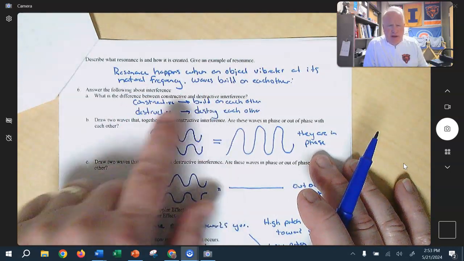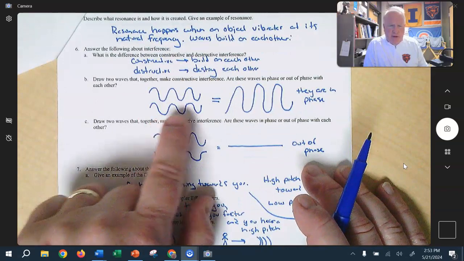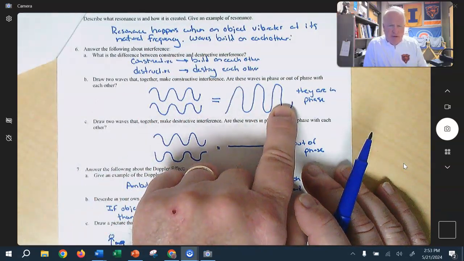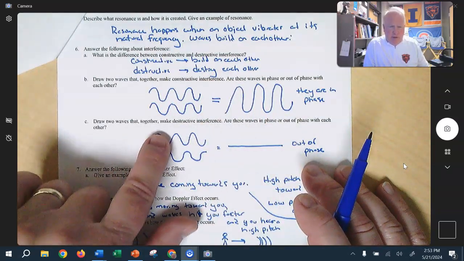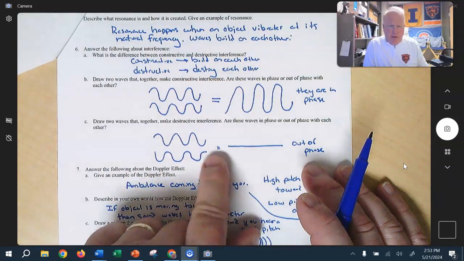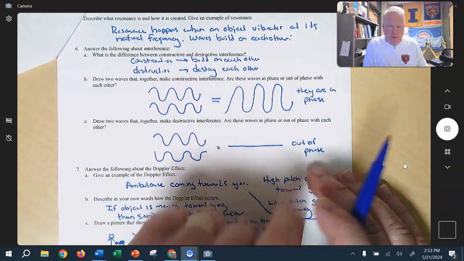Constructive means that it adds. Destructive means it destroys. And so here are two waves that when they meet will be constructively put together into one bigger wave. These two waves are different at different times. They're the exact opposite. So they will destroy each other, and so they make a straight line. These are in phase. These are out of phase.